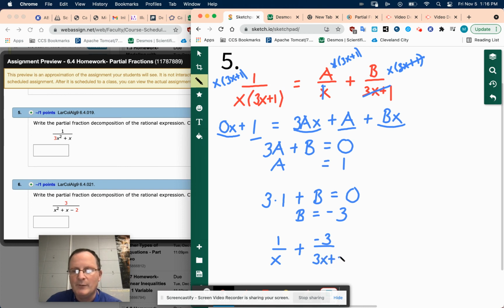You're like, why would I ever want to do this? Well, because there are times in calculus, and this is algebra for calculus, where we're going to want these fractions to be separate. We want that fraction to be broken into two different fractions, okay? So that's it. So that's it for number 5.